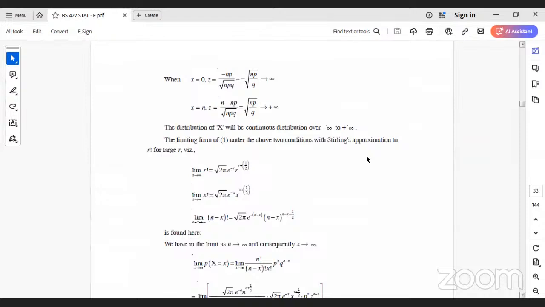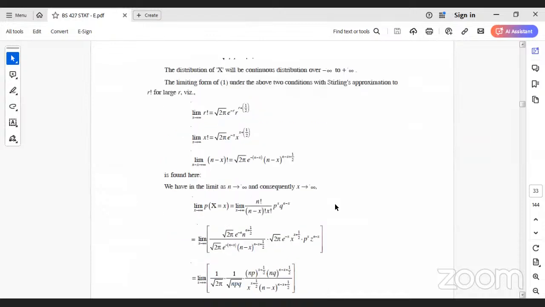The distribution of x will be continuous from minus infinity to plus infinity. The limiting form under the continuous Stirling's approximation: r factorial for large r, as r tends to infinity, is under root of 2 pi e power minus r, r power r plus 1 by 2. Similarly, x factorial is under root of 2 pi e power minus x, x power x plus 1 by 2. Sorry, we are taking the limit as n minus x tends to infinity, (n minus x) factorial is under root of 2 pi e power minus (n minus x), (n minus x) power n minus x plus 1 by 2. So we have the limits.